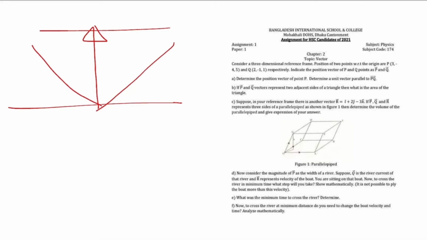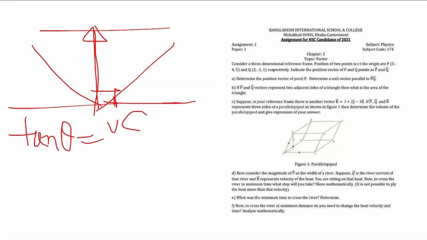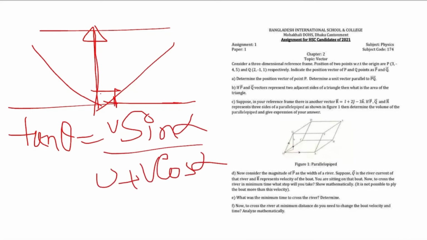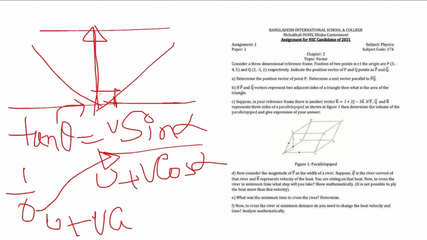So to cross the river at minimum distance I have to go at least perpendicular. In that way theta will be 90 degrees, right? So in this case I can write that tan theta is equal to V sine alpha divided by U plus V cos alpha, and here theta will be 90 degrees, right? So tan 90 means 1 by 0. If we multiply with V sine alpha then it will be 0. So in that case I can say that U plus V cos alpha is equal to 0. So in this way we have to calculate and finally determine the value of alpha.